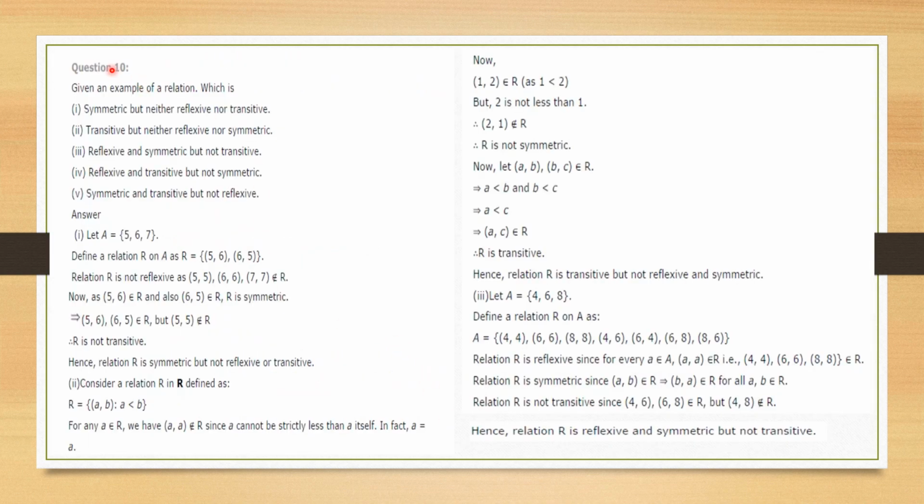Question number 10. I think you can work it out with the help of the previous examples, and it is not a very difficult question. You have to show: symmetric but neither reflexive nor transitive; transitive but neither reflexive nor symmetric; reflexive and symmetric but not transitive; reflexive and transitive but not symmetric; symmetric and transitive but not reflexive. We have done so many previous questions with the help of which you can frame all these examples. That will be easier for you.